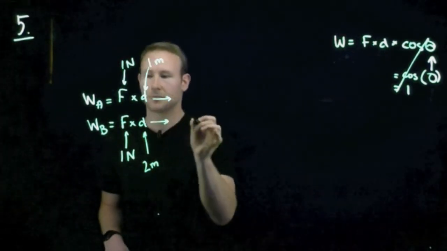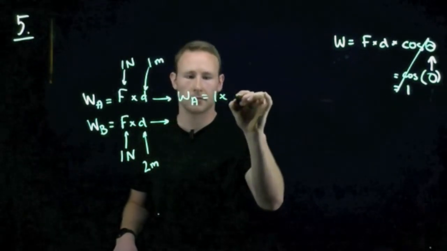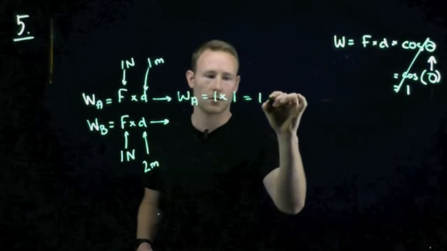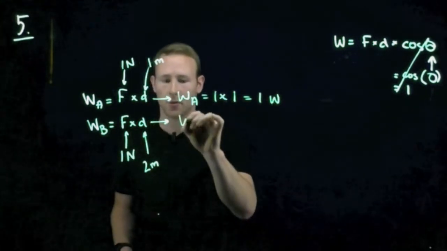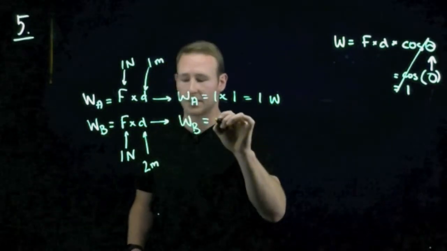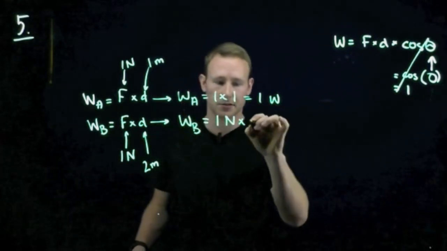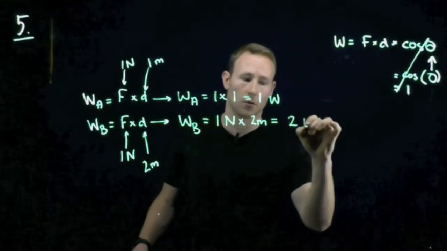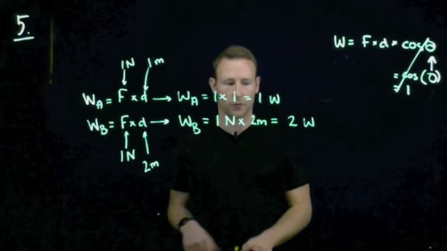So when we actually solve those, we see that work of A is equivalent to 1 times 1, which is equal to 1 watt. And with work done on B, this time we're going to include units on it, so we see it's 1 Newton times a distance of 2 meters. And we see that that's going to equal 2 watts. So we see that the work done on B is 2 times that of the work done on A.